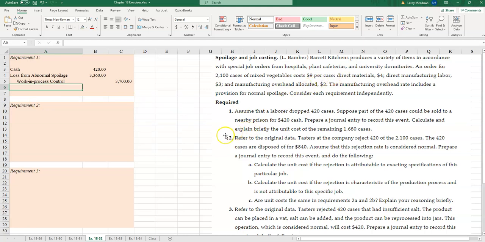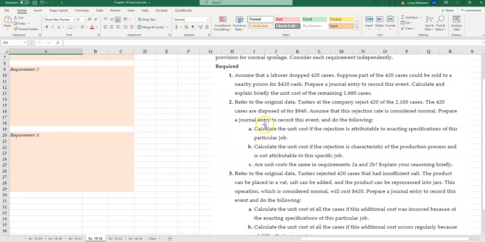Now let's take a look at requirement 2. Refer to the original data. Tasters at the company reject 420 cases out of the 2,100 cases. The 420 cases are disposed of for $840. Assume that this rejection rate is considered normal. Prepare a journal entry to record this event and do the following.